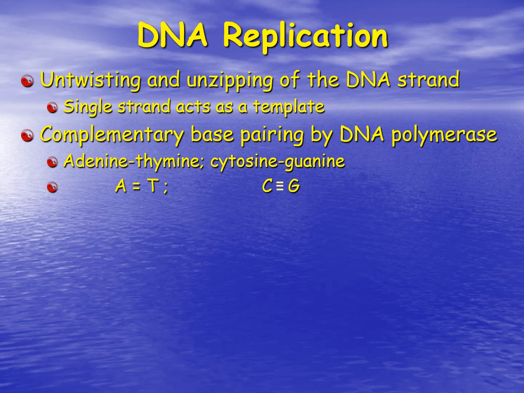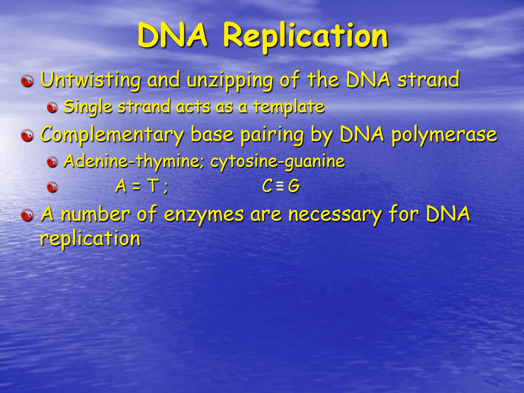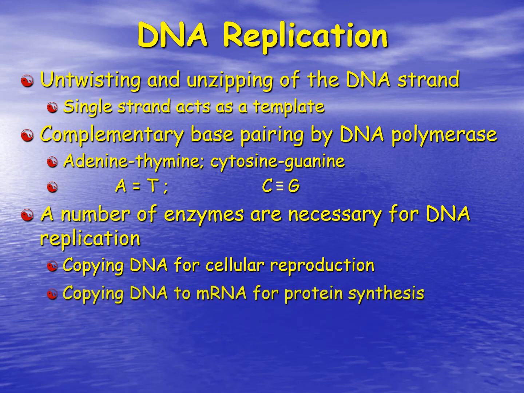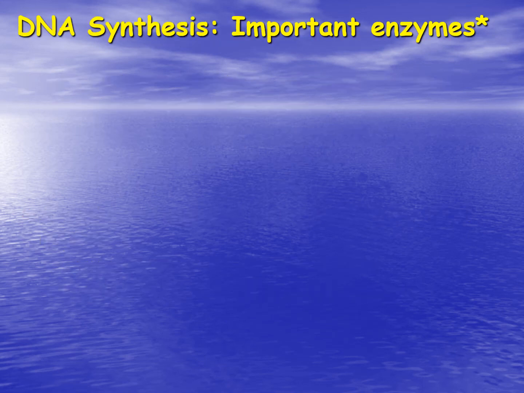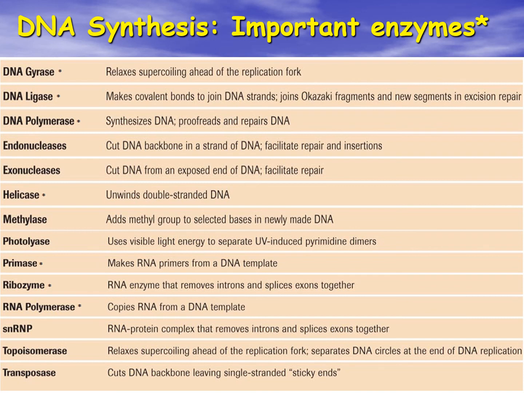The reason for this is adenine and thymine form 2 hydrogen bonds, whereas cytosine and guanine will form 3 hydrogen bonds. A number of enzymes are necessary for DNA replication, and copying the DNA for cellular reproduction will occur prior to mitosis and meiosis. Copying the DNA to messenger RNA will also be accomplished where we only copy one strand of the DNA to messenger RNA, and this is for protein synthesis. So, some important enzymes in DNA synthesis and transcription of DNA to messenger RNA.